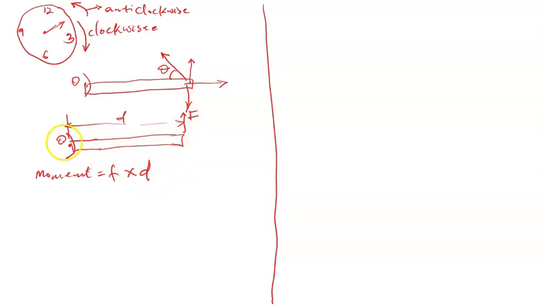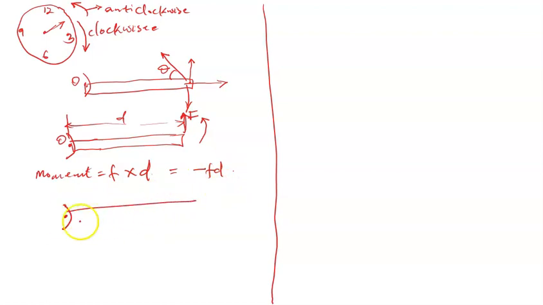So if I have my O and I have my F, and the force acts upwards, definitely it will produce an anti-clockwise moment. When I produce an anti-clockwise moment, then my moment is said to be negative. I have minus FD.